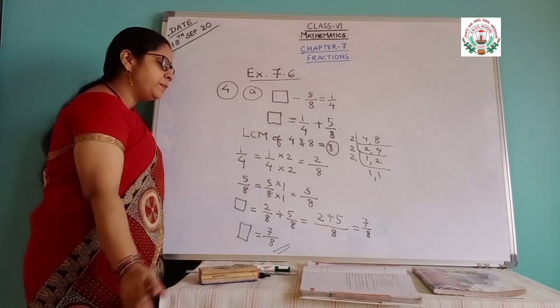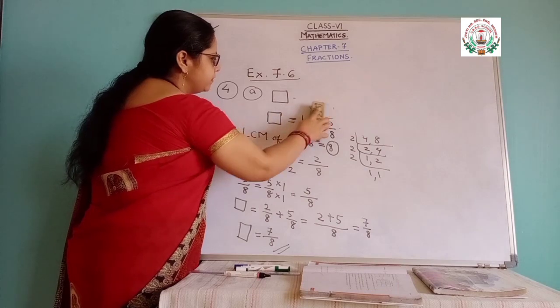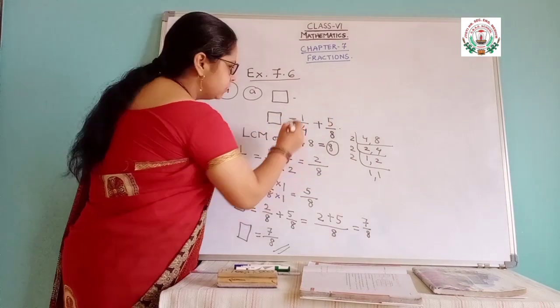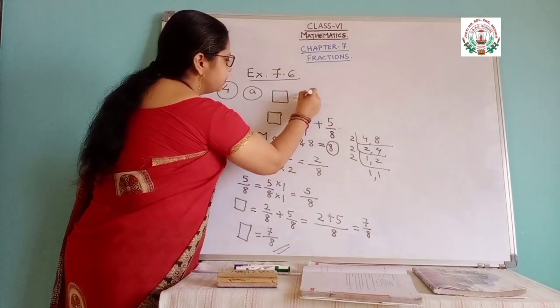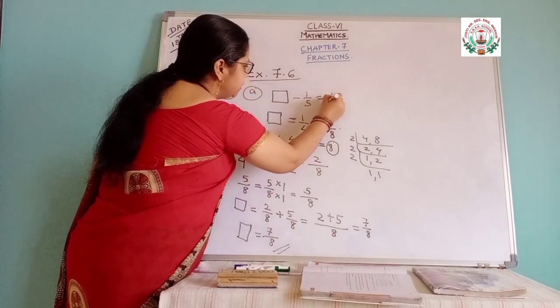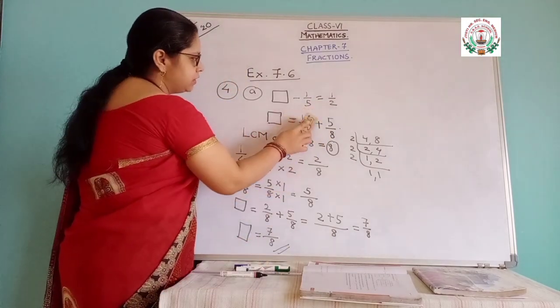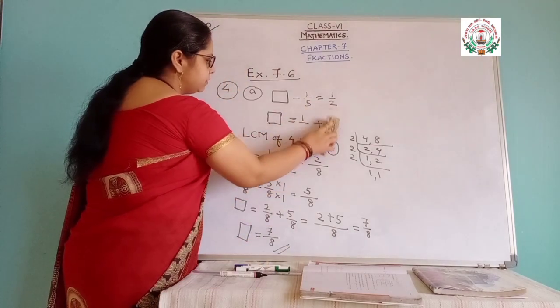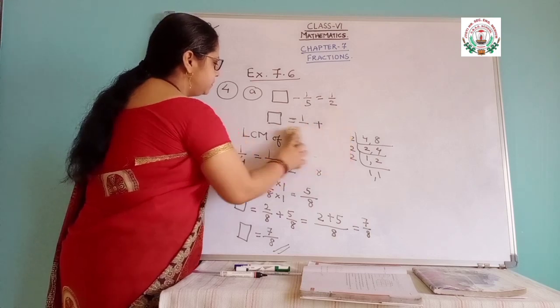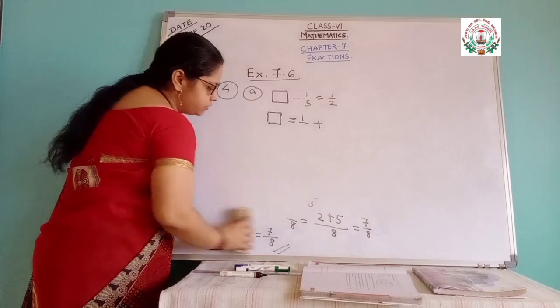Now in the same way, the next question is: box minus 1 by 5 equal to 1 by 2. Nothing is different, only the values are changing here. So 1 by 2 is there, and only the values are changing.